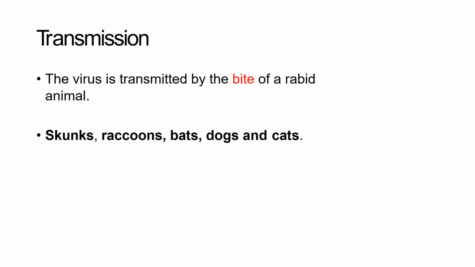If we talk about the transmission of rabies virus, it is very important to note that the virus is transmitted by the bite of the rabid animal. Now, what are rabid animals? Rabid animals can be skunks, raccoons, bats, dogs, and cats. In our part of the world, that is the developing countries, dogs are the most common rabid animal that causes the disease to be transmitted in humans.